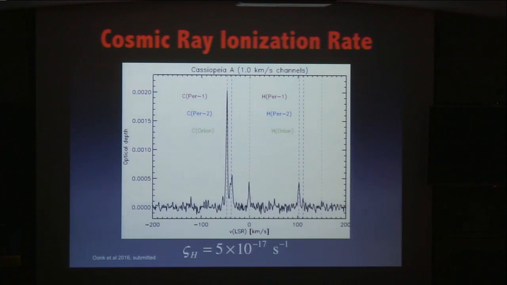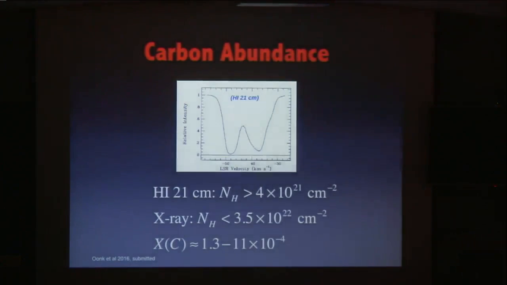We can also get the cosmic ray ionization rate. Here is one spectrum showing the different components, the 2 components in the Perseus arm, 1 in the Orion arm. These are the carbon radio recombination lines. These are the hydrogen radio recombination lines. And you can just compare the 2, and you get an ionization rate of about 5 times 10 to the minus 17 per second. This is not in the diffuse medium, of course. This is in these molecular clouds where the ionization rate can be much lower.